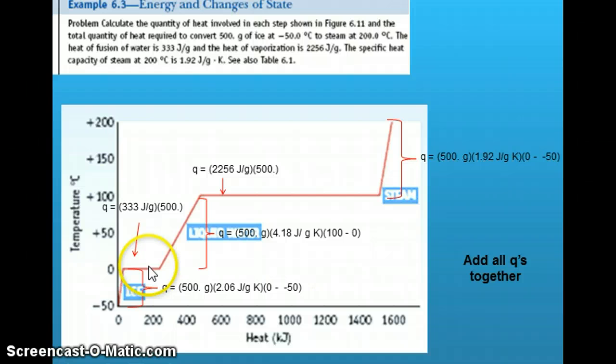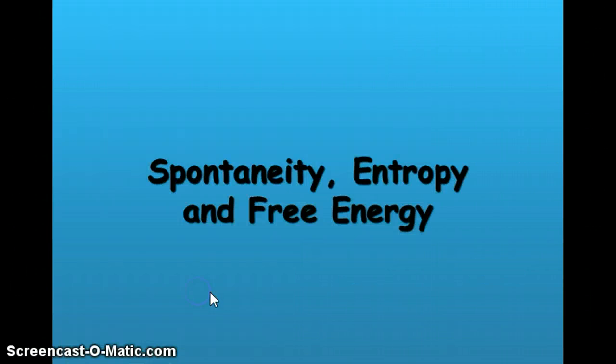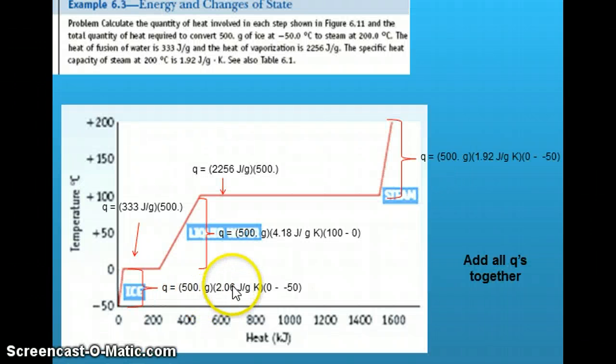All right, so first of all, if I want to figure out how much energy it takes to go from negative 50 to 0 to get me through this part of the curve, you're going to use that Q equals mcΔT formula. All right. So Q is equal to the mass of water that you are heating up, times the specific heat of ice, times the change in temperature, so final minus initial. So we're going to end up at 0 degrees, but we started at negative 50. All right. That's how much energy it takes to get through this part.